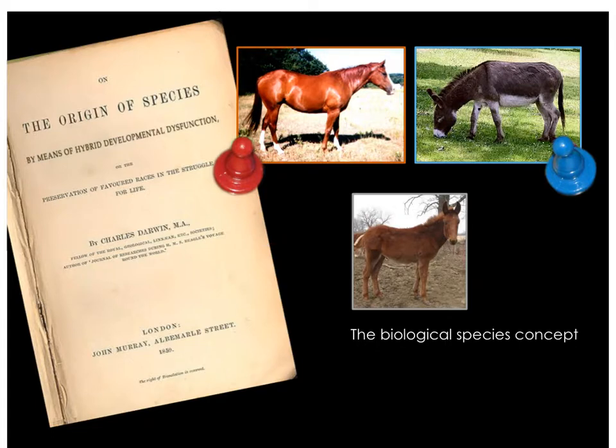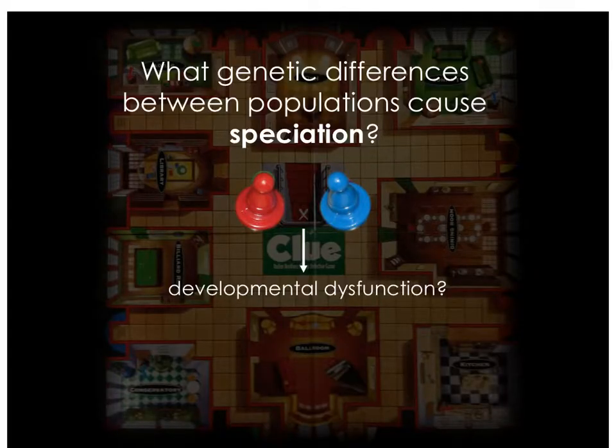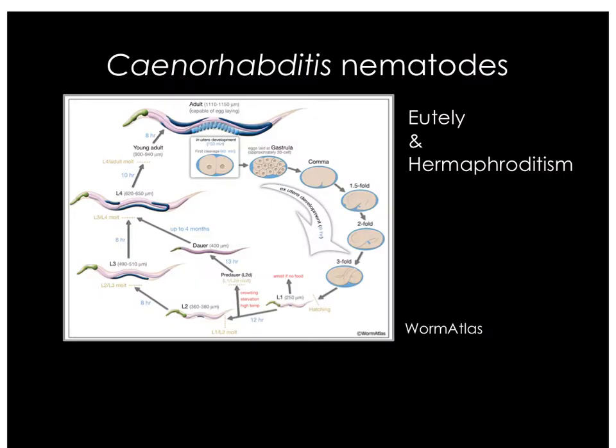And instead of using horses and donkeys, because those are not very genetically tractable organisms, I'm going to be using worms instead. So the question is, what genetic differences between two populations or two individuals of one species causes speciation? And more specifically, when I say speciation, I mean developmental dysfunction. Some variation in development causes reproductive or developmental problems.